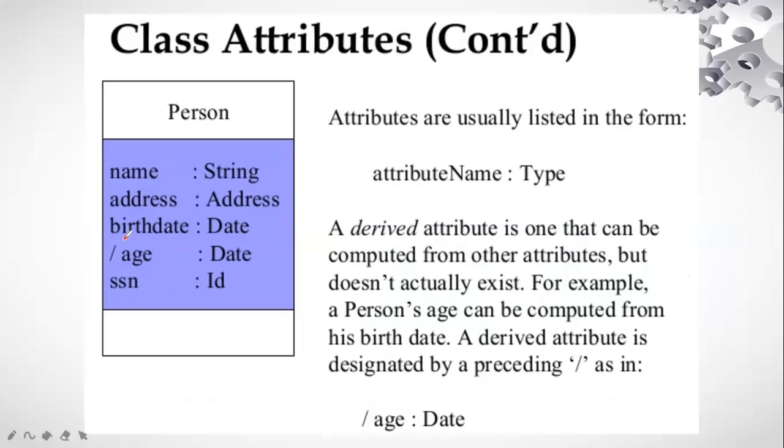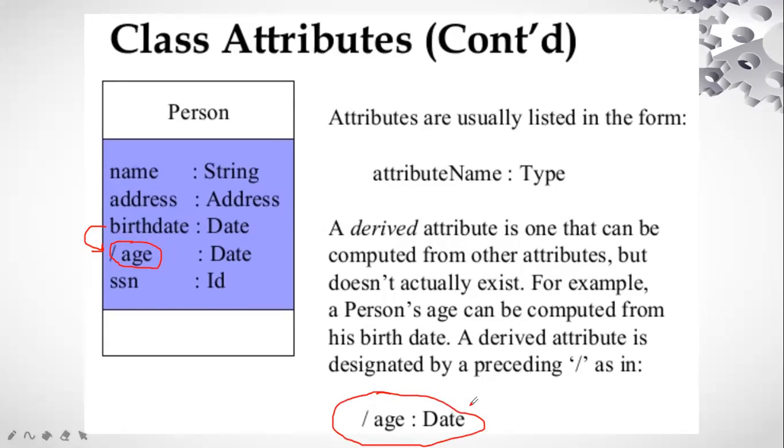Actually, the slash denotes that this age attribute is a derived attribute. How is it a derived attribute? When we know the birth date, we can derive the age of the person. So this age attribute is derived from the attribute birth date. That is why this symbol, the slash, is used, to define that this particular attribute is going to be a derived attribute.